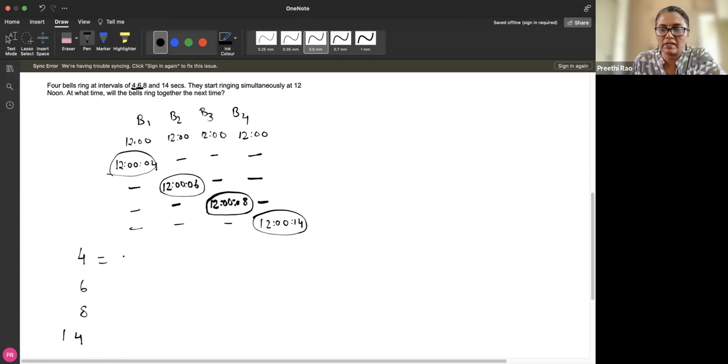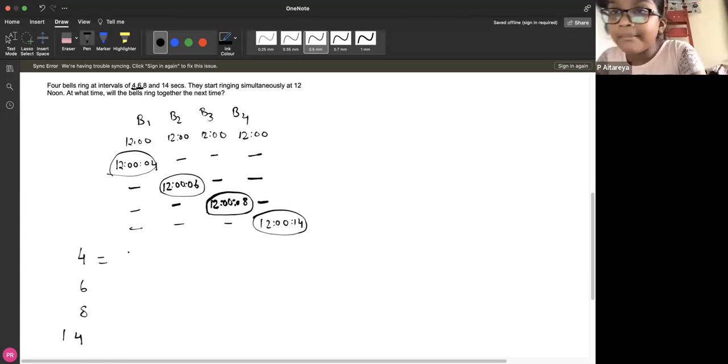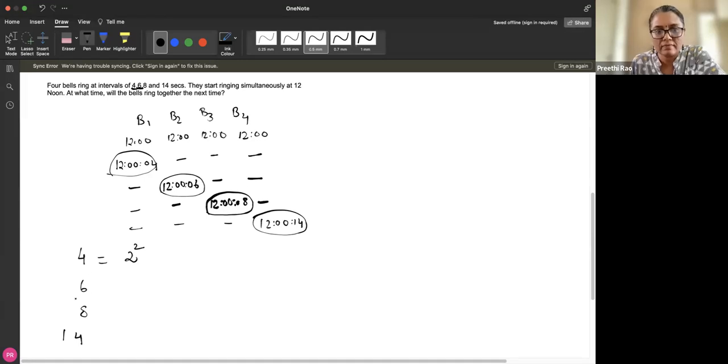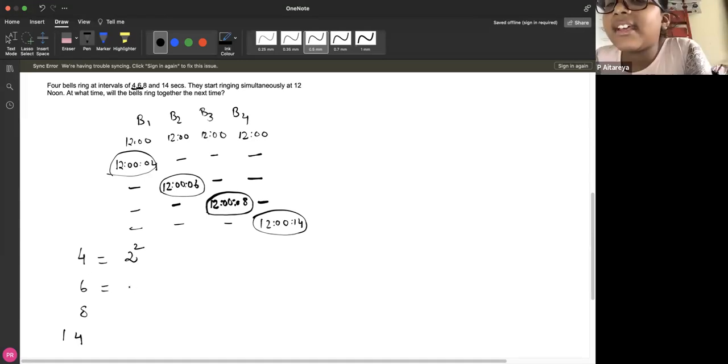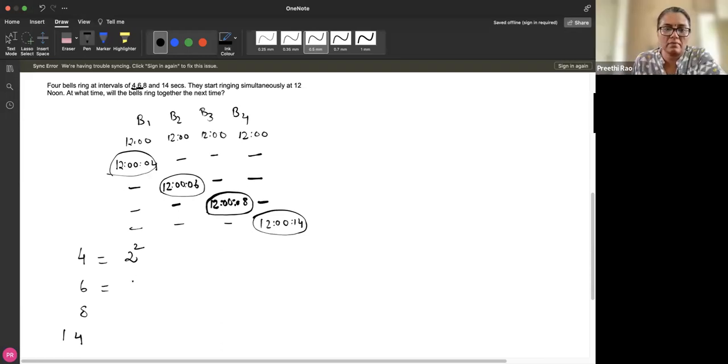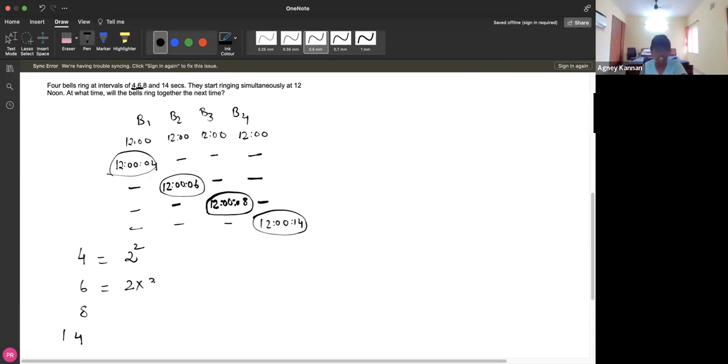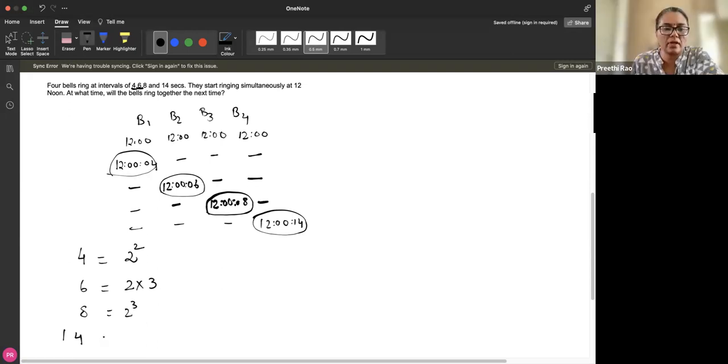So what are the prime factors of 4? Ma'am, 2 into 2. 2 square. Yes. Ma'am, when bell 3 rings, then bell 1 will ring, because 8 is a multiple of 4. Yes, but we are interested in when all 4 of them will ring together. So the prime factors of 6 are 2 into 3, 8 is 2 cube, and 14 is 2 into 7.